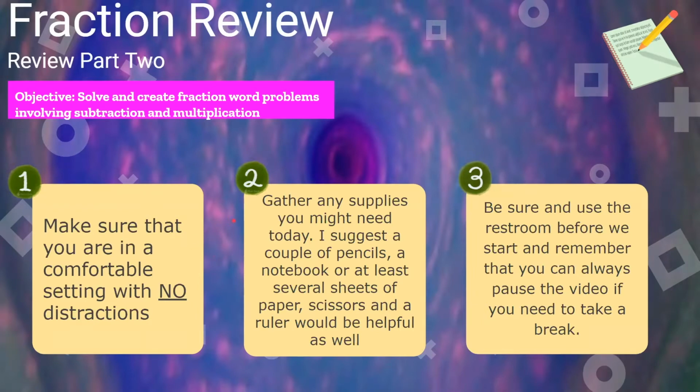Second, I want you to gather any supplies you might need today. As usual, I always suggest a few pencils, a notebook. Again, I hope you've been keeping a notebook for most of this series. If you haven't been, at least several sheets of paper. Scissors probably won't be needed today, but it doesn't hurt to have them. And a ruler is always helpful for drawing whatever it could be: a place value chart, an area model, a tape diagram. A ruler just helps you space things. Even if you're not measuring precisely, you can at least draw straight lines.